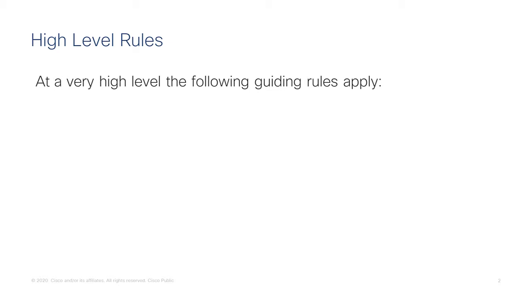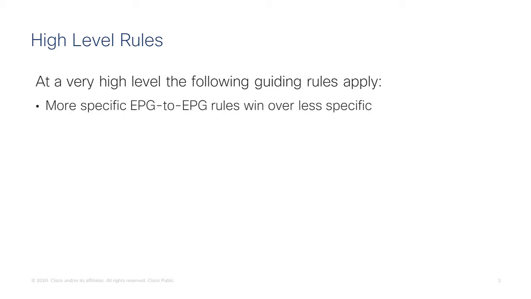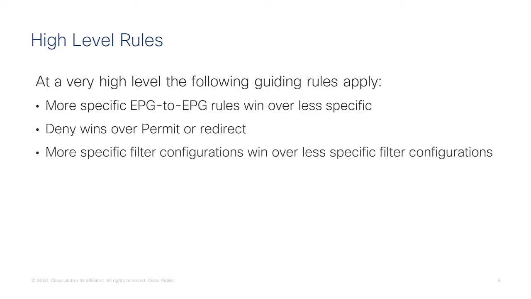So which are the filtering rules? From a very high level, the following high-level rules apply, and then we will get into the details. More specific EPG to EPG rules win over less specific rules that involve vzAny. Deny wins over permit or redirect. More specific filter configurations win over less specific filter configurations. For instance, a rule that specifies a protocol and layer 4 port is more specific than a rule that doesn't specify a protocol or doesn't specify layer 4 ports.